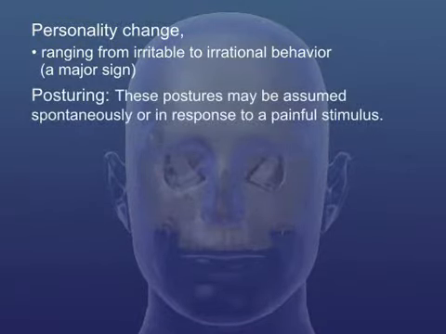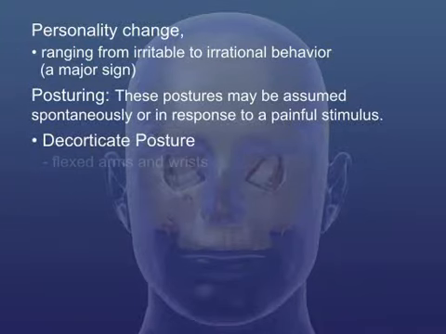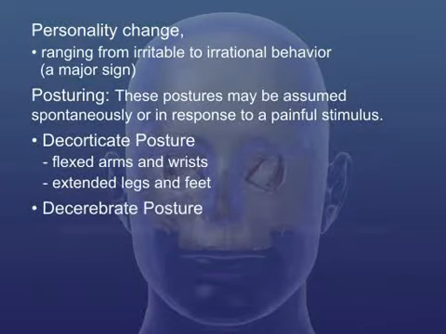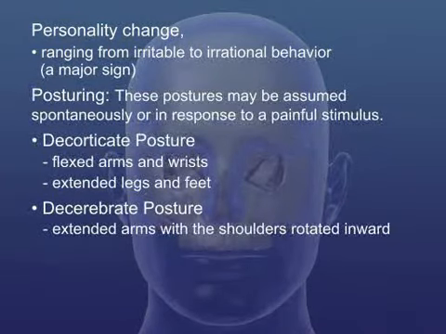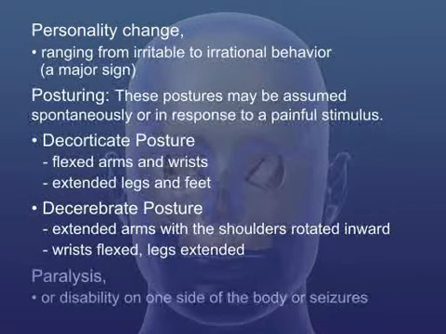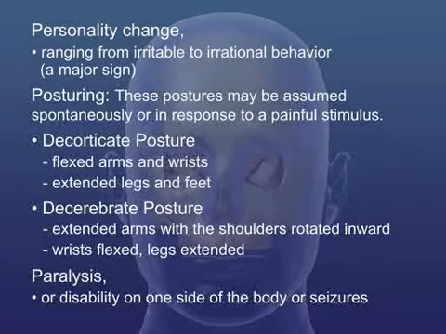Posturing. These postures may be assumed spontaneously or in response to a painful stimulus. Decorticate posture: flexed arms and wrists, extended legs and feet. Decerebrate posture: extended arms with the shoulders rotated inward, wrist flexed, legs extended. Paralysis or disability on one side of the body, or seizures.